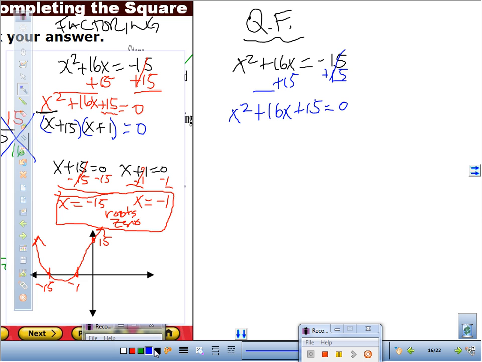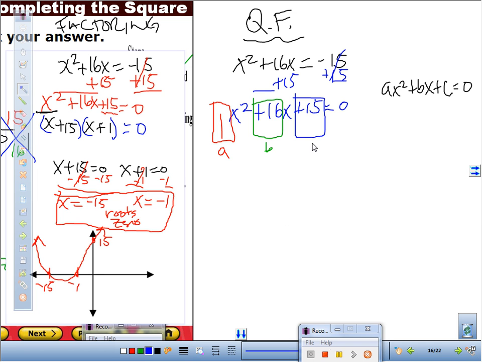Next, identify a, b, and c. Remember, standard form should look like this: ax squared plus bx plus c equal to 0. Does that look like that? Yes. By looking at it, we know that a is 1, b is 16, and c is 15. So we got our a, b, c. Next, write the quadratic formula and substitute.